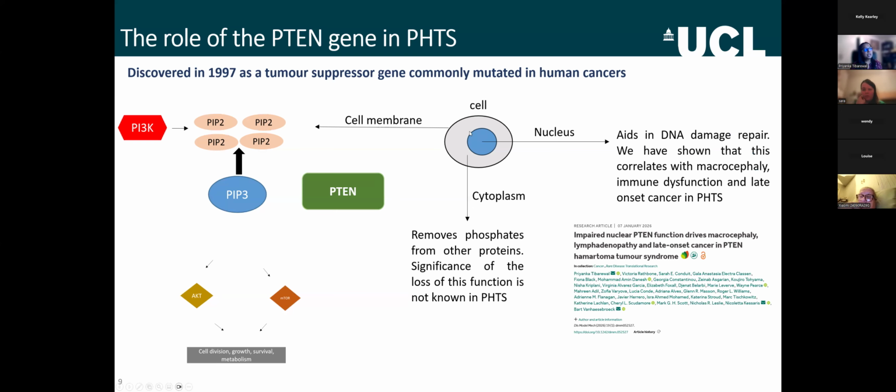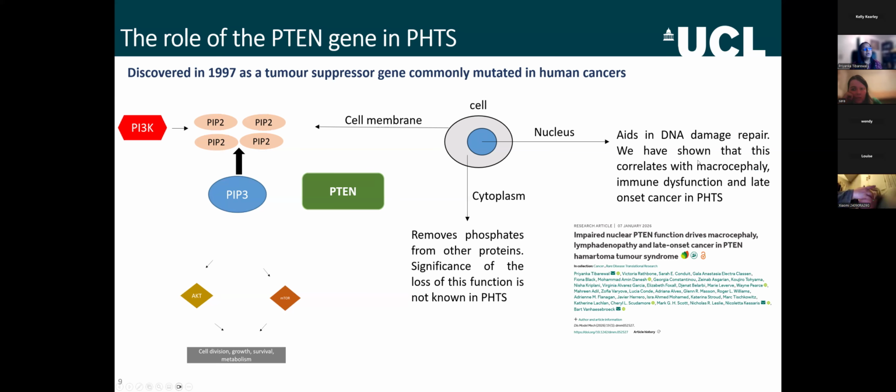PTEN also has a function in the nucleus. In the nucleus, PTEN acts as a DNA repair gene. This is what I was saying earlier, that you have DNA damage, you have these errors in replication happening. PTEN stops that from happening. We've recently published an article where we've shown that it is because of a defect in this function.